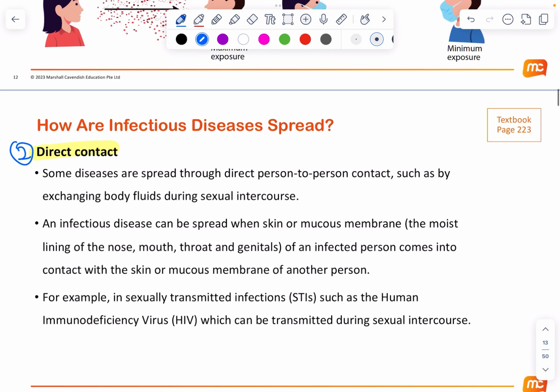So then comes the second mode of infectious disease spread, direct contact. Some diseases are generally spread from person to person, such as through the exchange of bodily fluid during sexual intercourse. Very good examples of this are gonorrhea, syphilis, or even HIV or AIDS. An infectious disease can be spread even when the skin or mucous membrane, the moist lining of the nose, mouth, throat, and genitals of an infected person, comes into contact with the skin of another person.